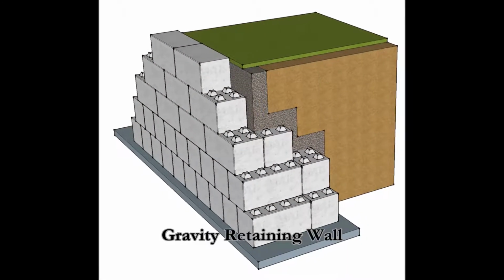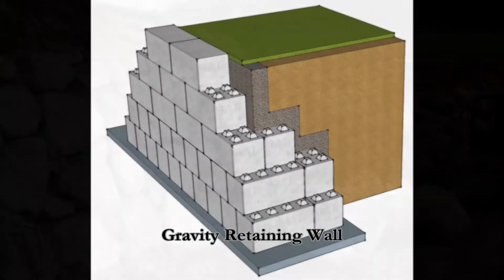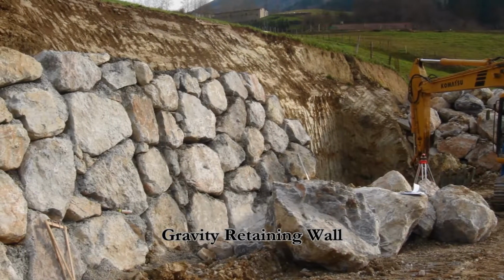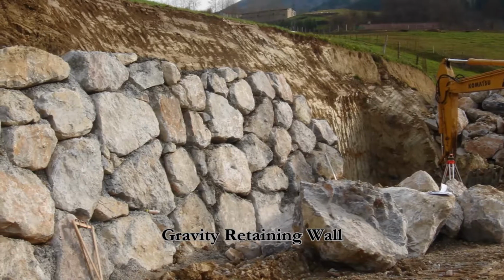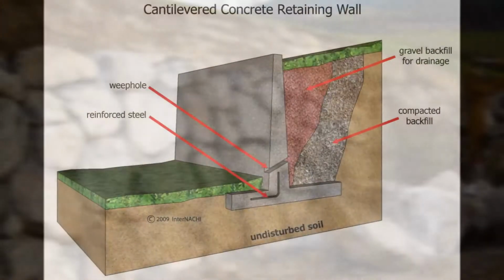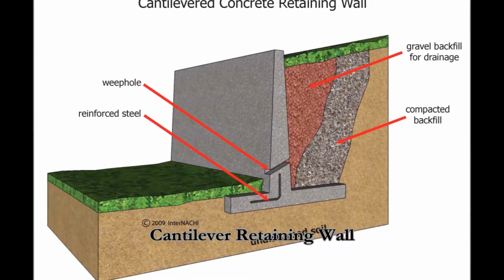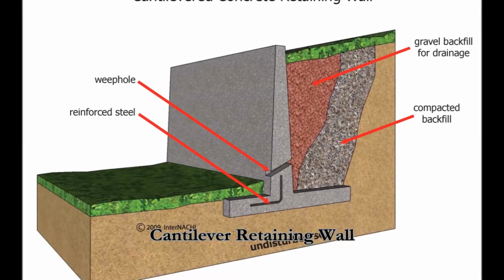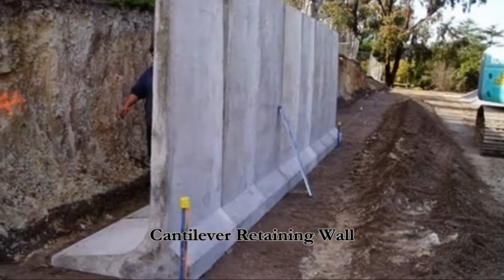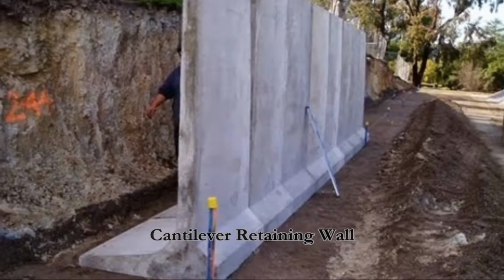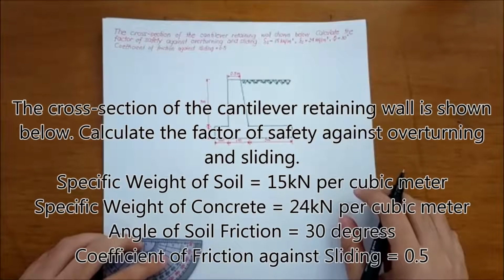Different types of retaining walls are used to retain soil in different places. The three main types of retaining walls are gravity, semi-gravity, and cantilever. The cantilever retaining wall is a reinforced concrete wall with small dimensions, and it is the most economical type and the most commonly used. The cross-section of the cantilever retaining wall is shown below.